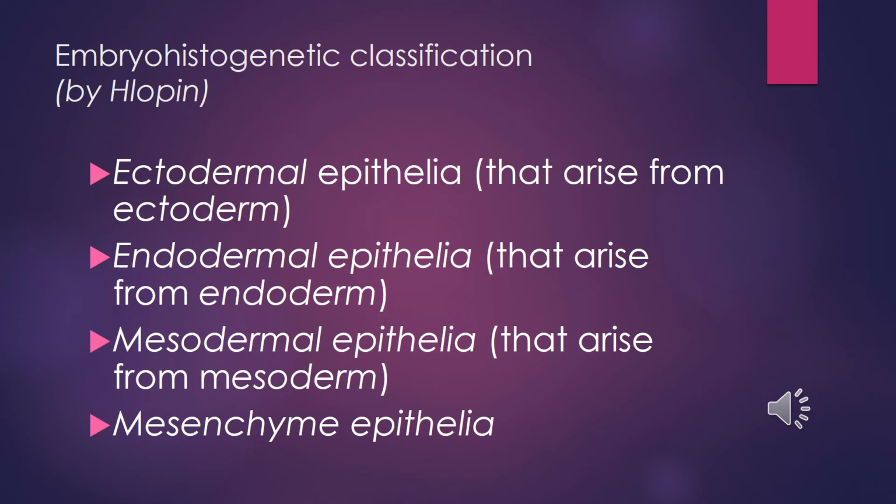Embryohistogenetic classification is based on the development and origin of types of epithelium from germ layers or from mesenchyme. And on the next slides, you can see types of epithelium which derive from different germ layers, names of these epithelia, and location.